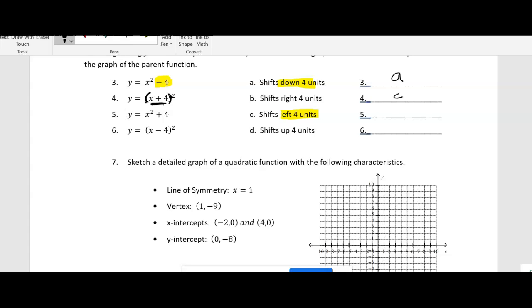If we tack on a 4 at the end, which is what this one is doing, that's going to move us up 4. So number 5 should have been D. That's the one that tells us we're going to go up 4. And then if I subtract 4 inside, that's going to move us right 4. So then 6 should have been B.